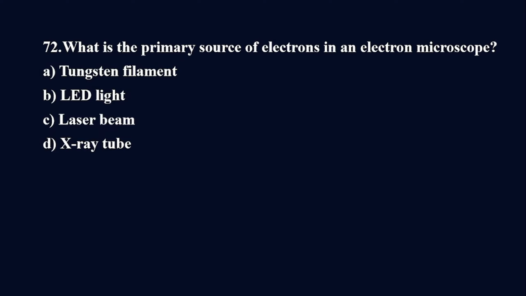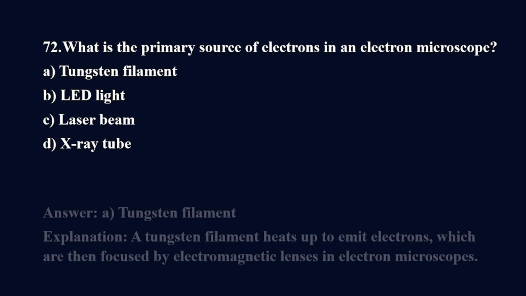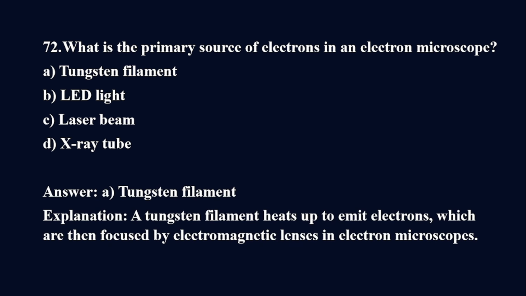Next question is, what is the primary source of electrons in an electron microscope? Tungsten filament, LED light, laser beam, or X-ray tube? And the correct answer is tungsten filament.